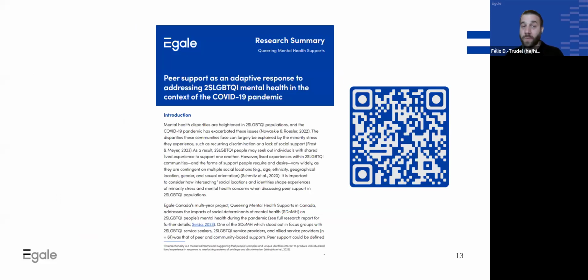Another one was peer support, and I will not provide a thorough explanation here because Kim wrote a wonderful research brief. So if you want to read more about peer supports as a way that participants dealt with pandemic-related stressors, use the QR code to check out our brief, and I will give you a couple of seconds to capture the QR code. Another way to access it is via the landing page, egale.ca/QMH. Just give you a couple of seconds.